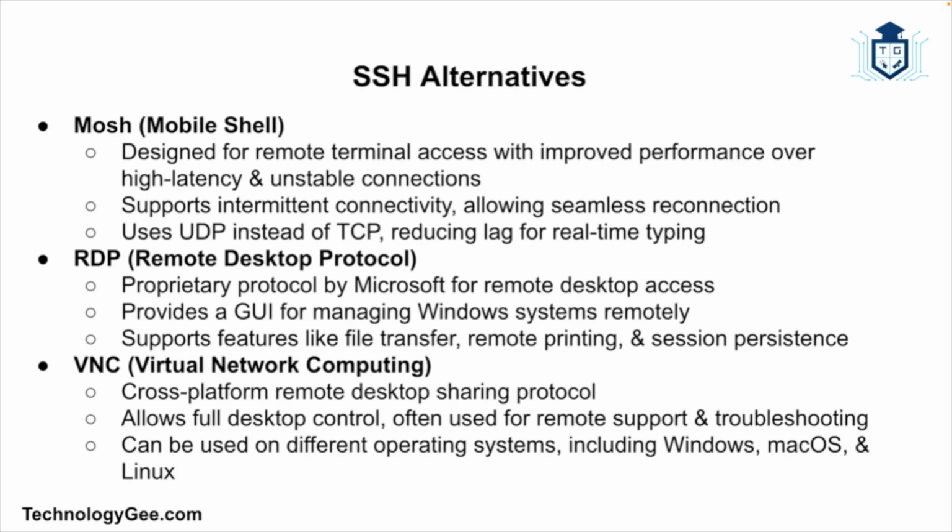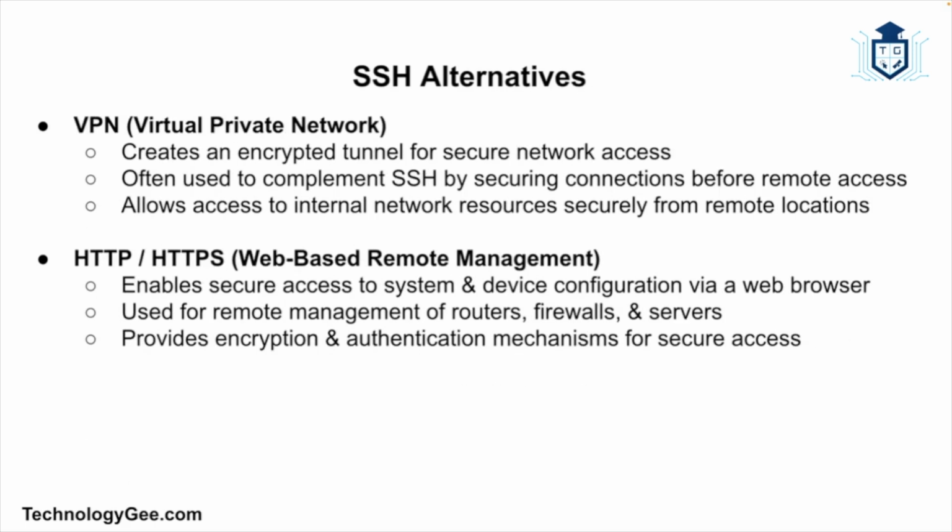And then we have what is called VNC, which stands for Virtual Network Computing. So this is a cross-platform remote access protocol that allows users to control another computer's desktop environment, often used for remote support and troubleshooting. Then there's the VPN, or the virtual private network, and they provide a secure way to access network resources over an encrypted tunnel, complementing SSH for secure remote access. And then we have HTTP and HTTPS, so web-based remote management interfaces use HTTP or HTTPS to provide secure access to system and device configurations through a web browser.